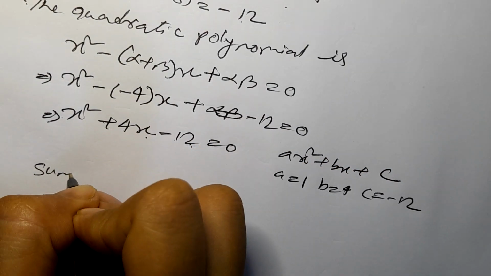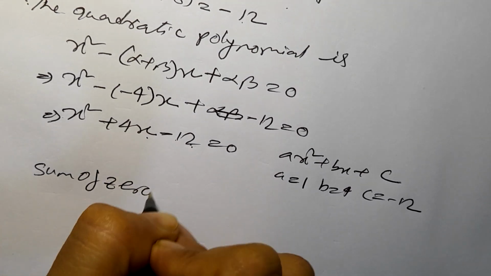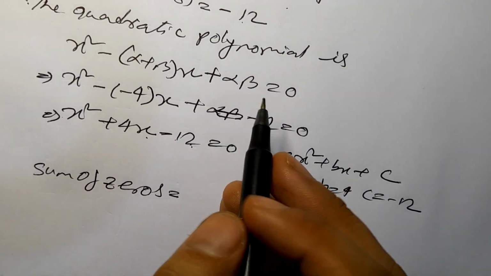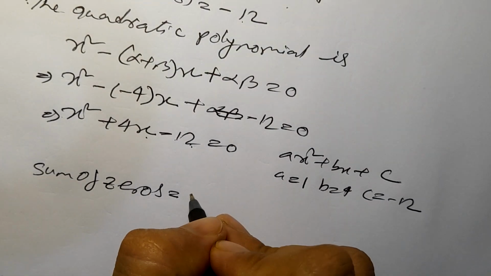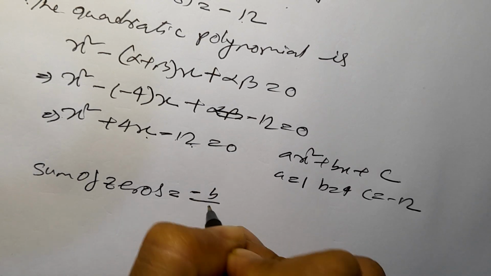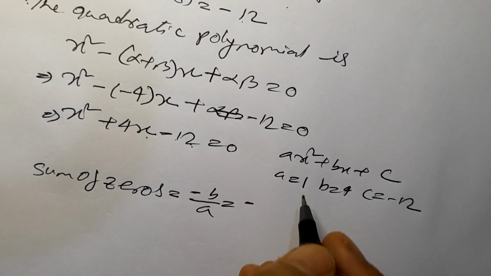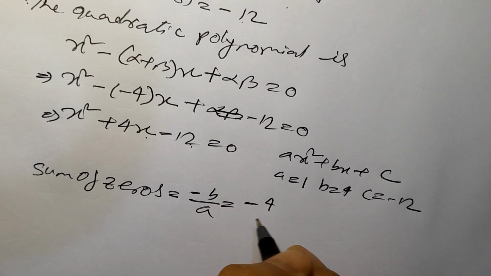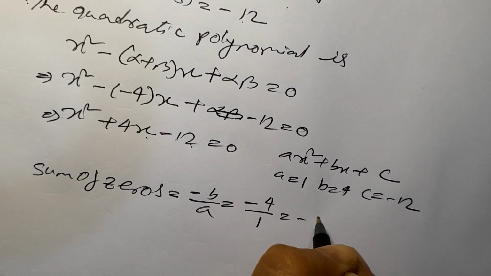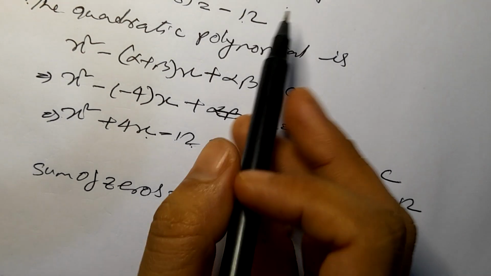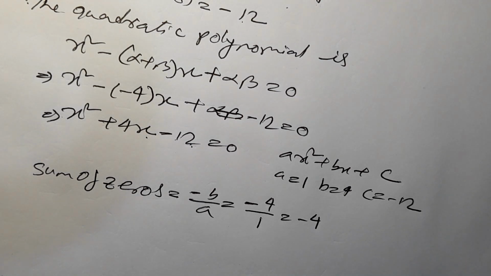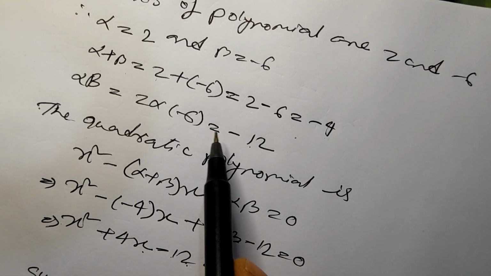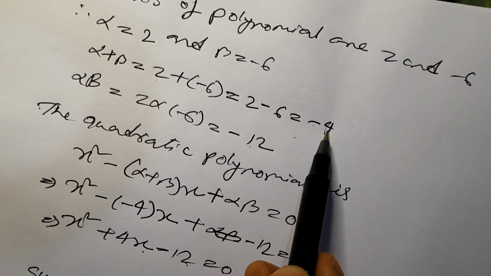Sum of zeros, that is alpha plus beta, we already got. Now by the formula, that is minus b by a. What is the value of b? That is 4. Value of a, that is 1. So it will give minus 4. So here also minus 4. Sum of zeros we already got minus 4.